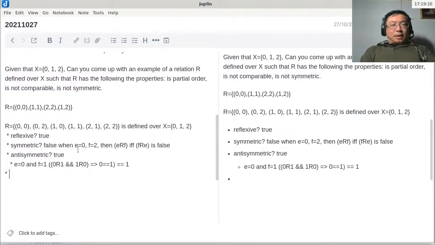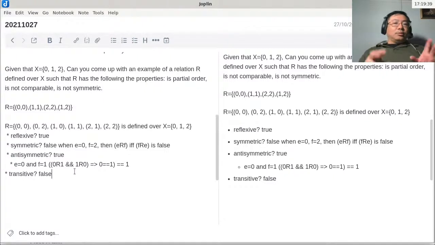All right, so next we are moving on to transitive. Okay, is this transitive or not? Let's take a look. 1 R 2 is not here, so it is not transitive. False. There we go.